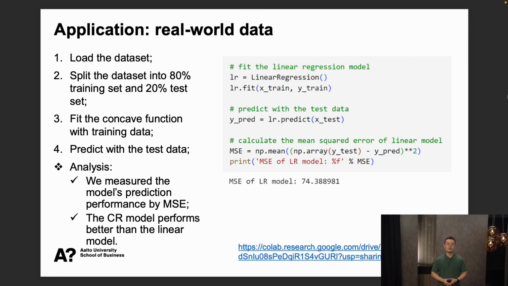I compare this result with that from a linear regression model. The result is 74. It's a bit bigger than the result from the CR model. And we can conclude that the CR model performs better than the linear regression model. You can try this example on Google Colab. I gave you a link out there.